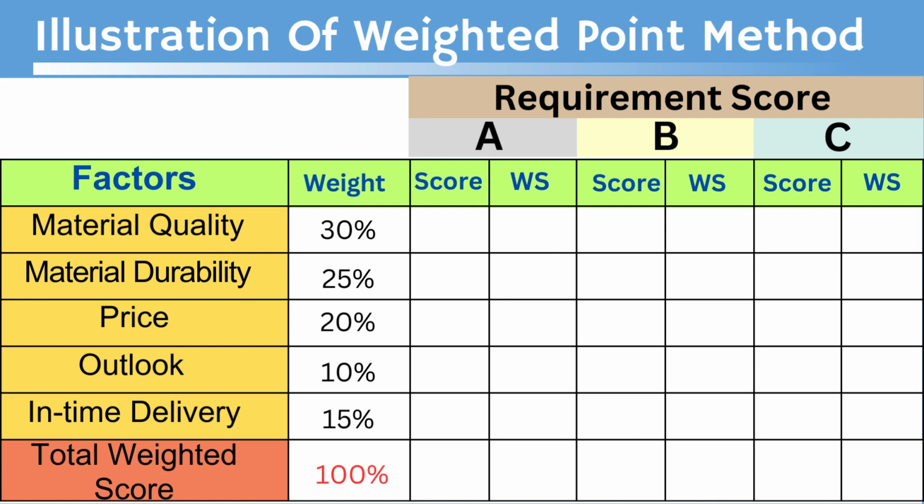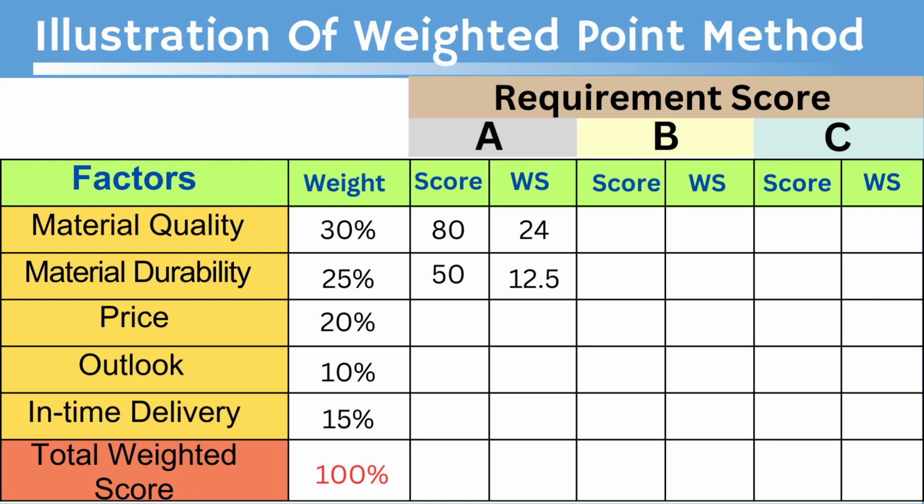For the quality factor, the score is 80, and the weight assigned is 30%. Multiplying these values, we find that the weighted score for company A's quality is 24. For the durability factor, the score is 50, and the weight assigned is 25%. Multiplying these values, we find that the weighted score for company A's durability is 12.5.